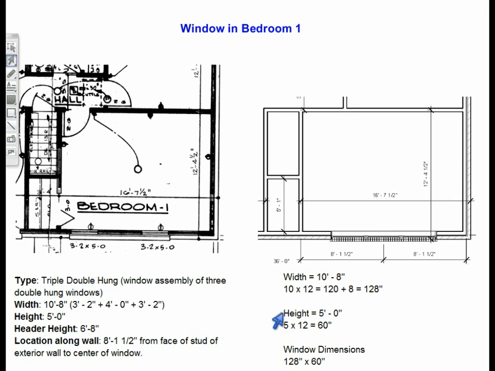The height of the window assembly is 5 feet. So you take the 5 multiplied by 12. That gives you 60 inches. So the dimensions for the triple double hung window assembly are 128 inches wide by 60 inches high.